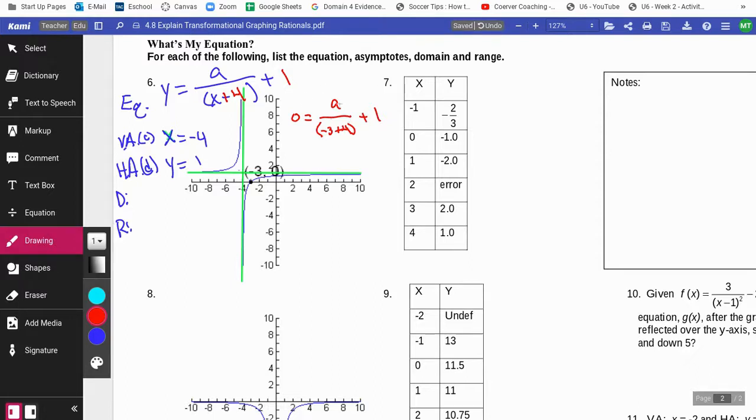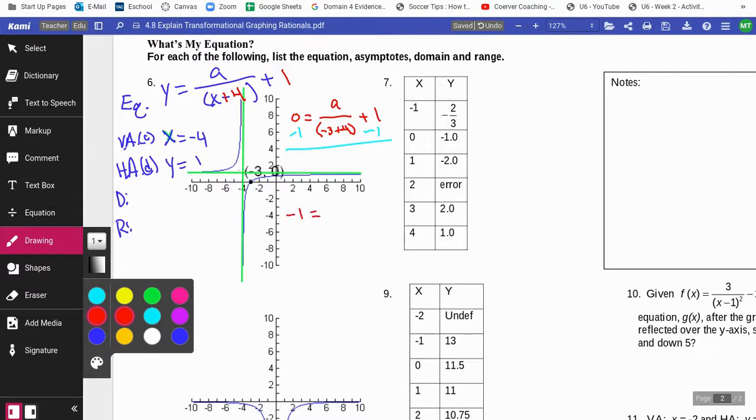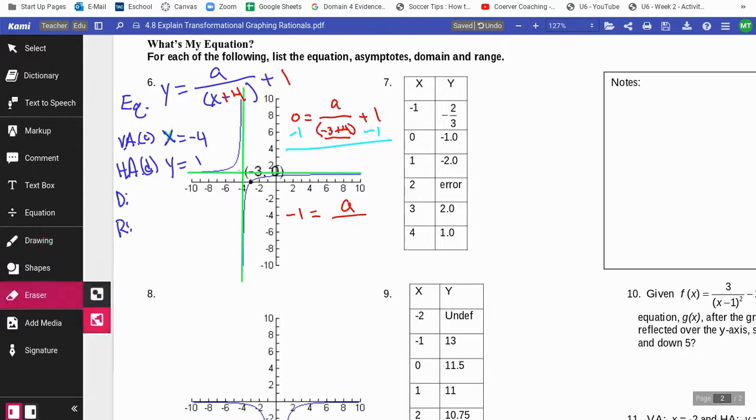Then I just solve this for a. I need to move that 1 over, so I subtract 1 from both sides. That leaves me with -1 is equal to a over, and then I just calculate that. -3 plus 4 is 1, and a divided by 1 is simply a. So a is equal to -1. Now knowing that, I come back up here and adjust my a value. So I can do that algebraically.